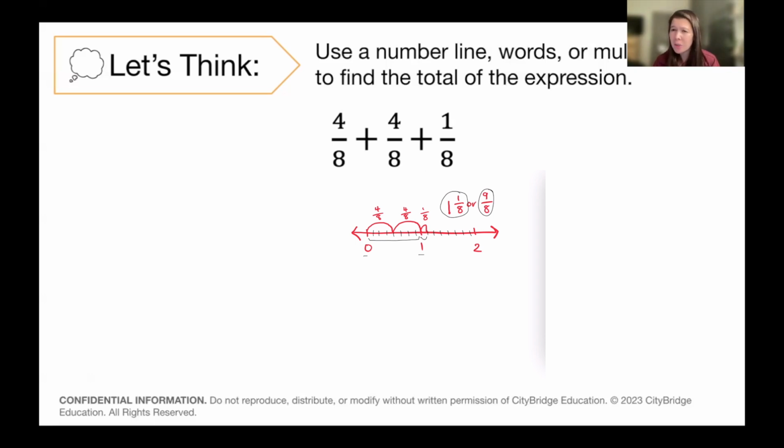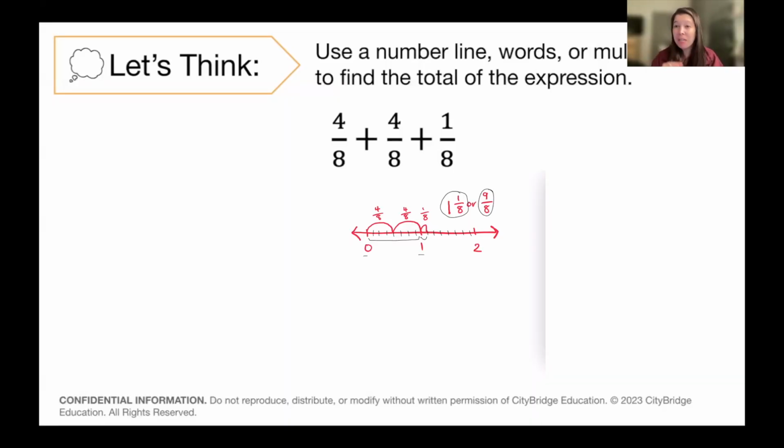If you were to describe what we just did on this number line using addition or the plus sign, how would you describe what we just did? Turn and talk to your partner. Interesting. So we made 2 hops of 4 and then 1 more hop of 1. So we made 4/8 and 4/8 and then 1 more teeny tiny hop.